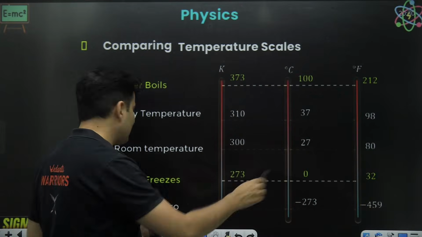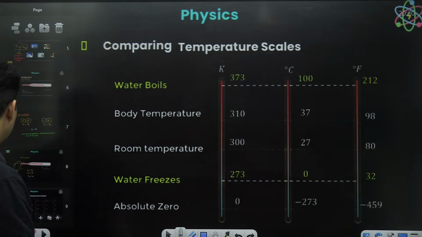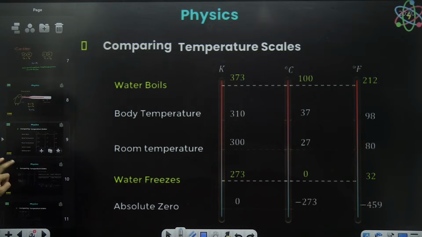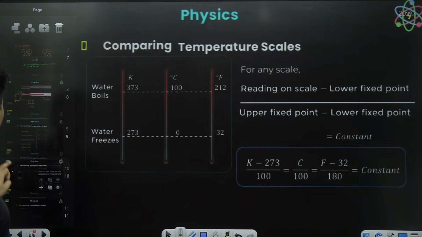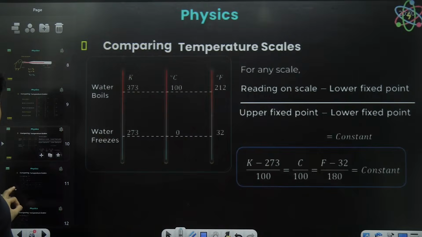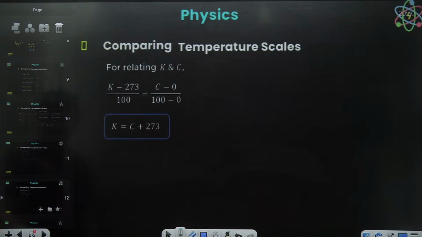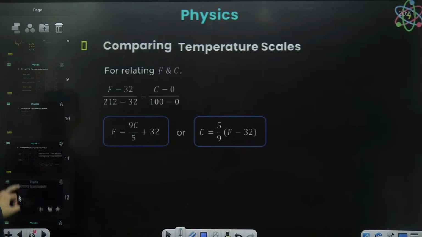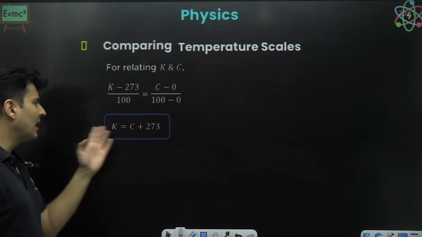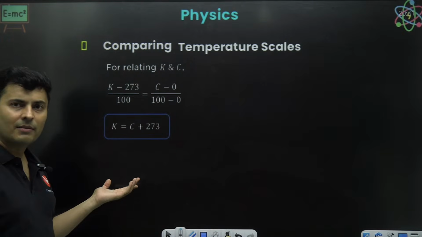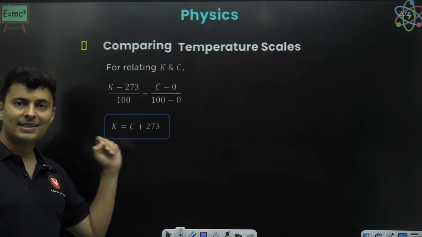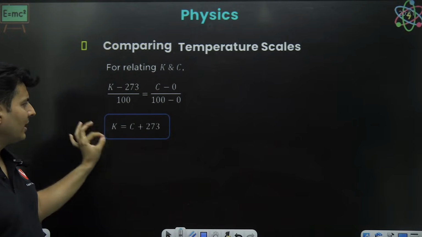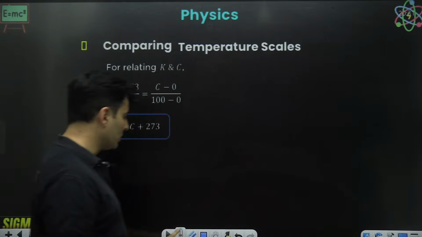Yeah, Kelvin and Celsius conversions are very, very simple. So, how do we really convert? Let me just put it first for Kelvin and Celsius, and then for Fahrenheit and Celsius. For Kelvin and Celsius, the relation is very simple. Whatever you get in Celsius, you add 273 to it, you will get the answer in Kelvin.